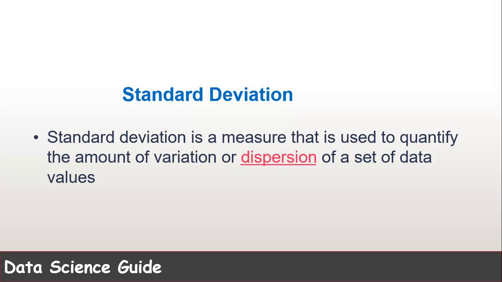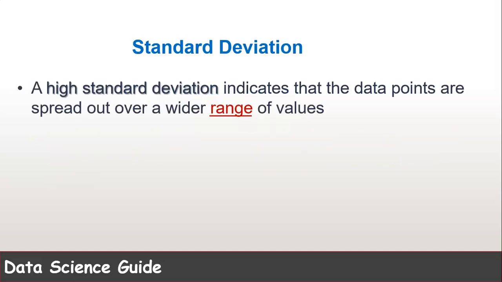Standard deviation is a measure that is used to quantify the amount of variation or dispersion of a set of data values. In other words, this measure shows us how data are dispersed further or closer to the mean. And a high standard deviation indicates that the data points are spread out over a wider range of values.